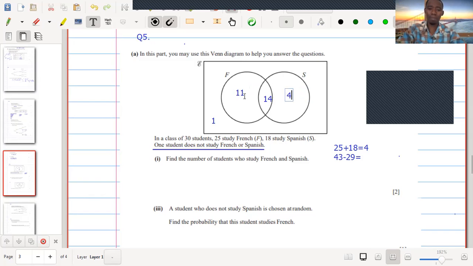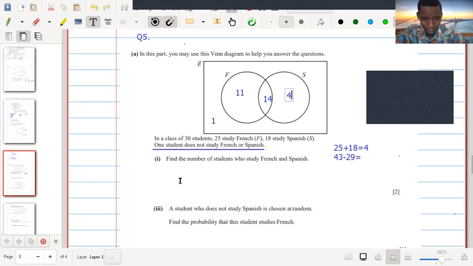If you take 14 plus 11, 25. They said 18 study Spanish. 14 plus 4, 18. They said 1 is outside. That will be, if you add all of them together, 14 plus 4 plus 11 plus 14 plus 4 plus 11. So we shall have 18, 29, 30. Okay, you're right.